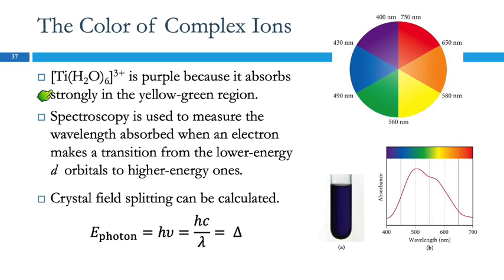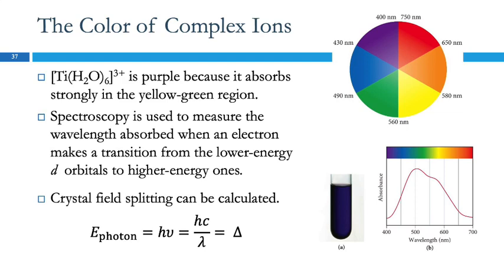Ti(H2O)6 is purple because it's strongly absorbing in the yellow-green. So purple's over here, yellow is its complementary color. This compound absorbs in yellow-green. Here we're looking at the absorbance as a function of wavelength, and we can see it's right in this green and yellow region that it's absorbing most of the light. And so what we're seeing is the other colors.